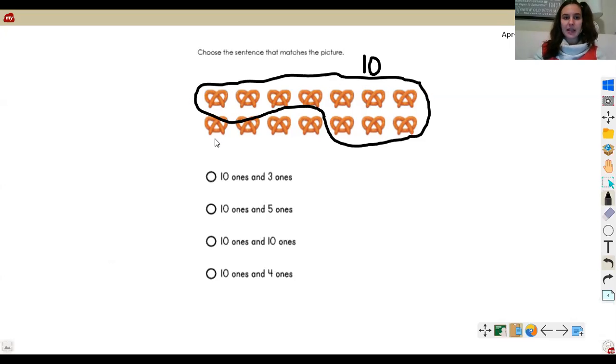So 10, 1, 2, 3, 4. So I see that I have 10 ones and 4 more, or 4 ones.